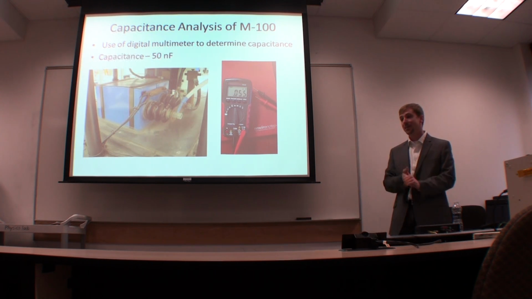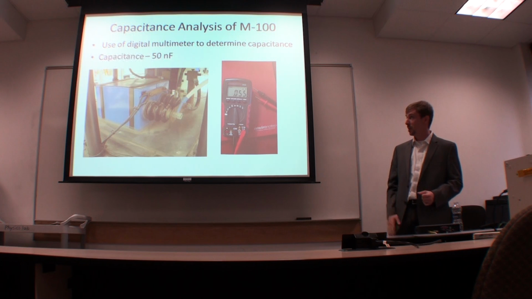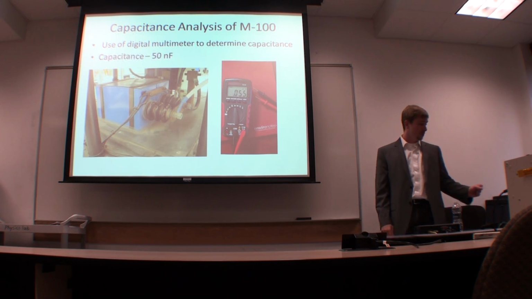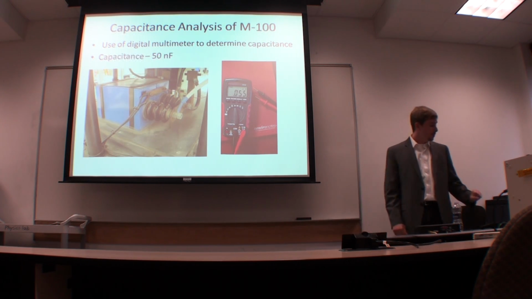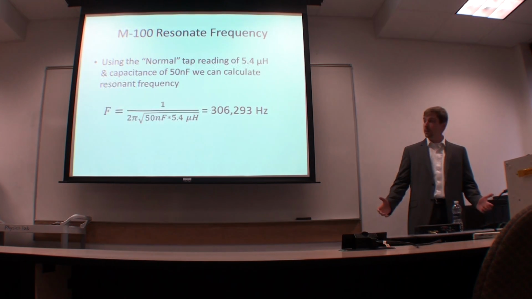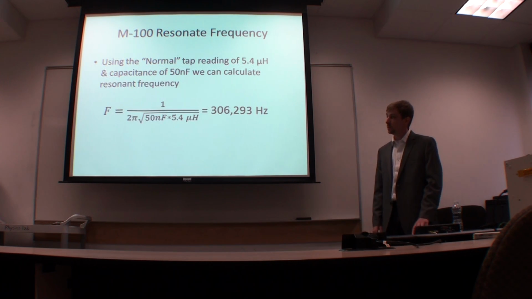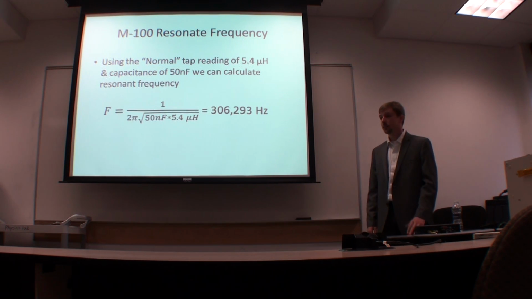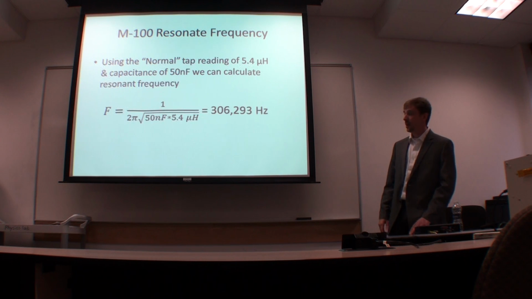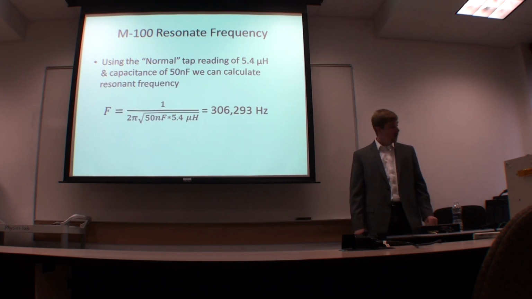I used my standard digital multimeter and actually just found the capacitance using my meter. That is not accurate. It was actually 50 nanofarads. The meter just wasn't hooked up during that. So based on these readings, we were able to calculate what the resonant frequency was, and it turned out to be 306,000 hertz. And that was right within the range of what the manufacturer had actually said it would be.